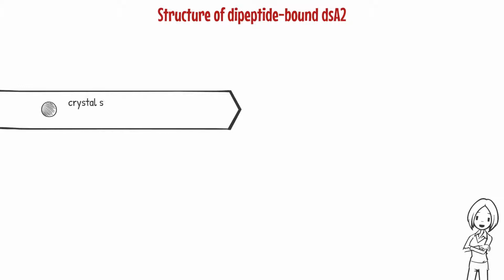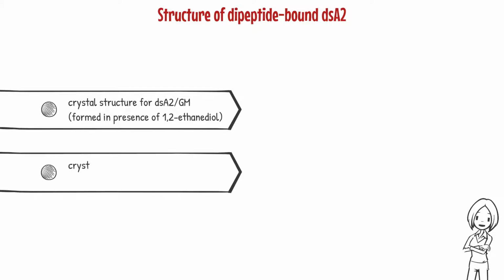The disulfide stabilized class 1 glycylmethionine structure formed in the presence of 1,2-ethane-diol, and the disulfide stabilized class 1 glycylleucine structure was formed in the presence of glycerol. The ethane-diol and the glycerol were components of the buffer in which the proteins were crystallized.